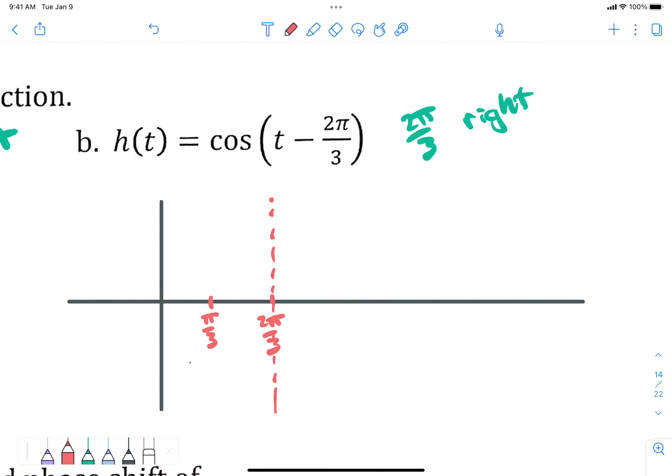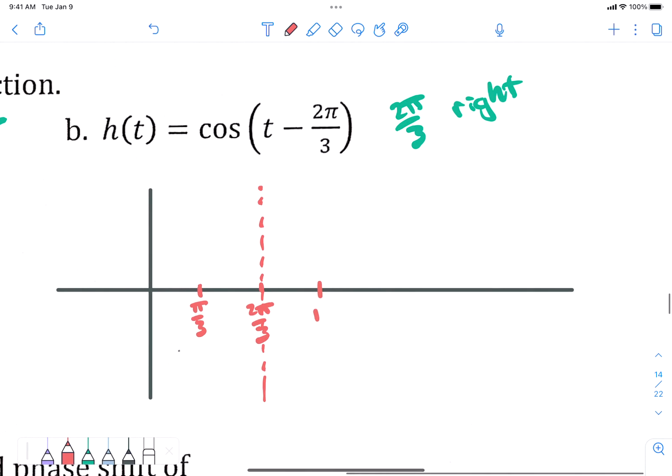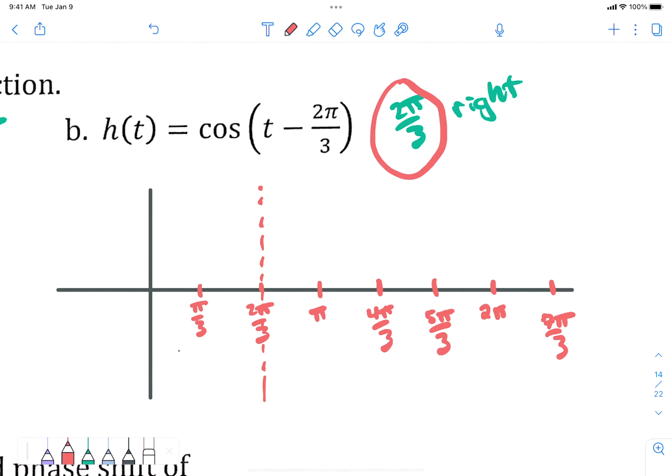2 pi over 3 to the right. That's where we're starting him. Okay? I'm just going in intervals of pi over 3. So if I go one more unit of pi over 3, that's 3 pi over 3, which is just pi. Then I have 4 pi over 3. Then I have 5 pi over 3. Then I have 6 pi over 3, which is 2 pi. Then I have 7 pi over 3. Where am I going to end? If I'm starting at 2 pi over 3 and cosine is 2 pi units long.